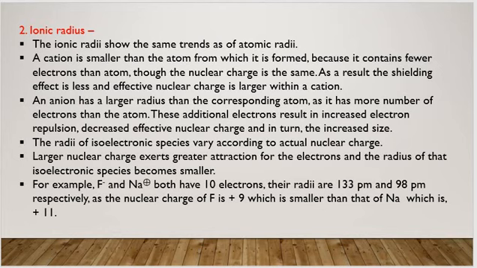For example, fluoride and sodium ion have 10 electrons each. Fluoride has 9 protons and sodium has 11 protons, even after the formation of ions. Their ionic radii are 133 picometer in the case of fluoride and 98 picometer in the case of sodium ion. Because of the lower nuclear charge in the case of fluorine, the radius of the fluoride ion is more than that of the sodium ion.